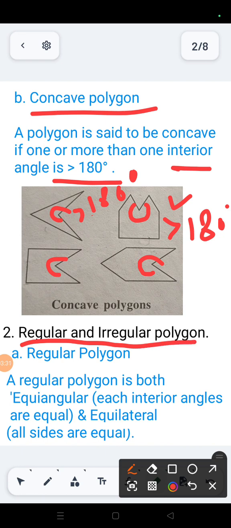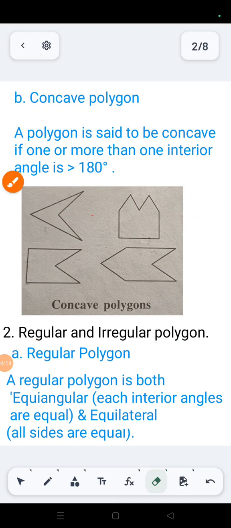Next type, regular and irregular polygon. First we will talk about the regular polygon. What is the definition? A polygon is said to be regular if it is both equiangular and equilateral. Equiangular, it means equi means equal and angular means angles. It means each interior angle of this polygon is equal, and equilateral means each side is equal. So in a regular polygon, all sides are equal and all interior angles are equal.